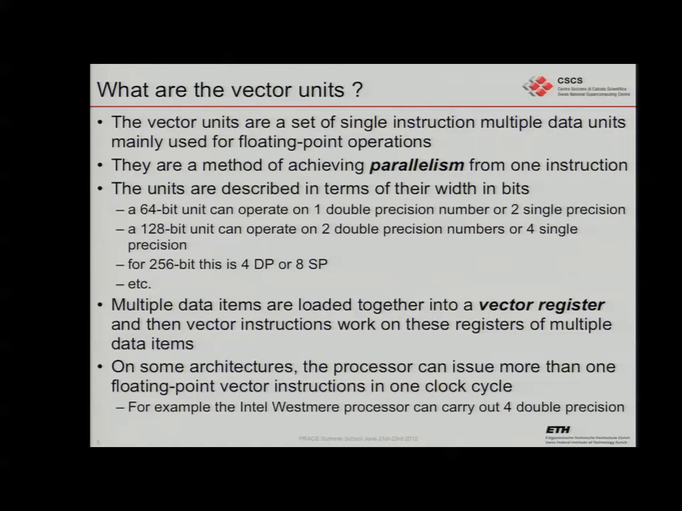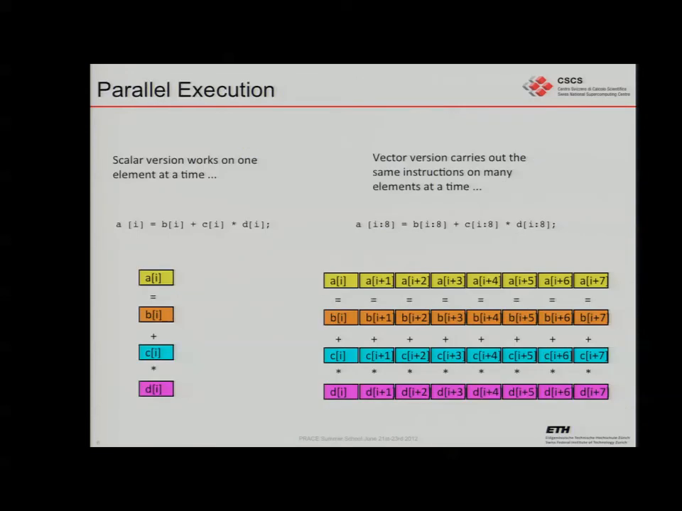So what happens is multiple data items are loaded all at once into a vector register, and then the instructions work on those registers. Now, on some processor architectures, such as the Intel Westmere, the processor can issue more than one floating point vector instruction per cycle, and if you're not using the vector units, you actually lose out even more than just the width of the vector unit.